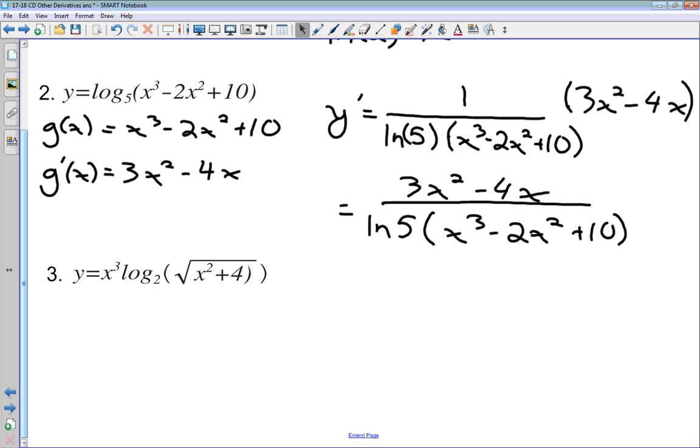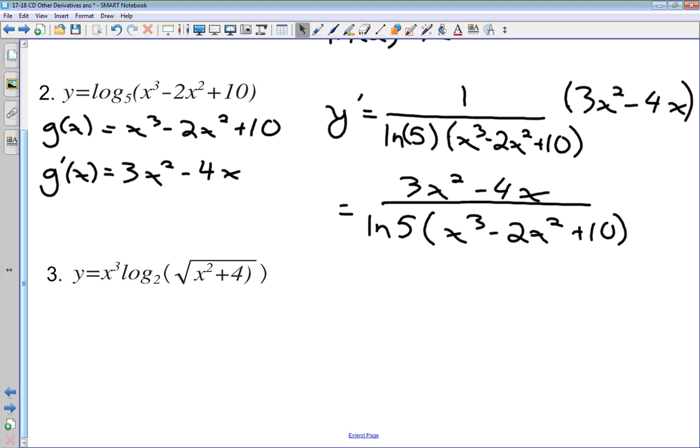All right, let's do a hard one here. Y equals x cubed times log to the base 2 of the square root of x squared plus 4. What rules are we going to need to use here? It's like all of them, right? We've got to use product rule. We've got to use chain rule. We've got to use our logarithmic derivative, and we've got a power function here. So this is almost everything that we've seen.